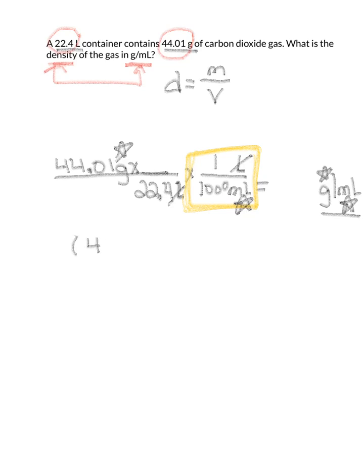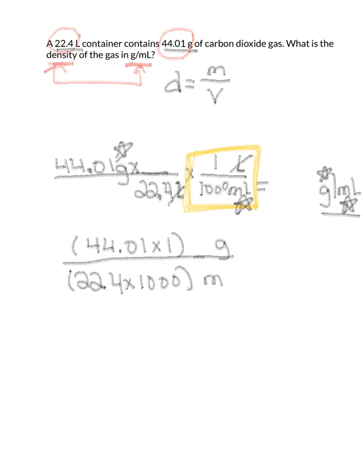Well, in my calculator, I'd punch in 44.01. I could do times 1 if I wanted to, but it doesn't matter, right? Divided by 22.4 times 1,000. And what's that equal to? It's this amount in grams, right? Grams are in the numerator, milliliters are in the denominator, and I get 0.00196 grams per milliliter. By the way, that's pretty normal. Gases have a low density. There's not a lot of particles packed into a lot of space.